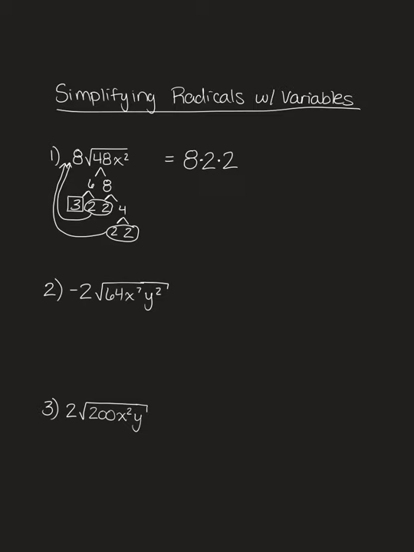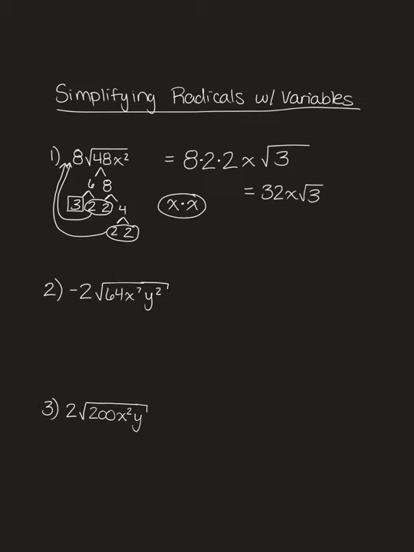Now let's look at the variable. We have x squared. That means that we have x times x. Again, we are looking for pairs. This is a perfect pair. So this will come out as one x value. So there are no variables left underneath the square root. The only thing left is a 3. So we multiply what we have on the outside here. So 8 times 2 times 2 is 32x square root of 3.